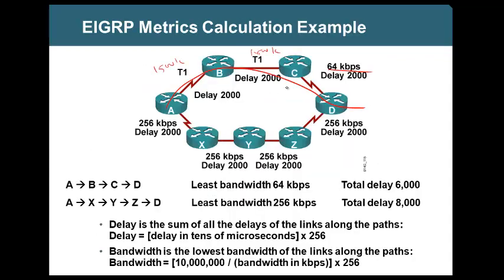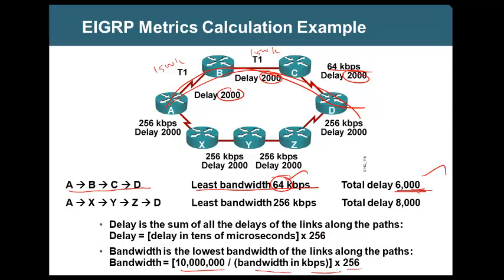Plus sum of delays, meaning what? 2000 plus 2000 plus 2000, 6000. So if you go via A, B, C, D, this upper path, the bandwidth is 64, delay is 6000. Then you take the bandwidth and do all this, which the algorithm is going to do. You don't need to do that. We take the delay 6000, put it in the formula, and then find the best path. The lowest FD value will be the best path.